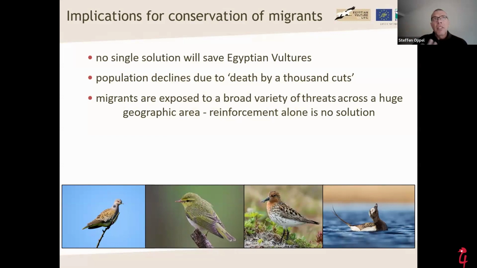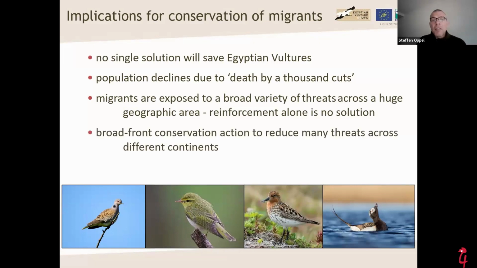Migrants like the Egyptian vulture that can travel through more than 40 countries over their lifetime are exposed to such a broad variety of threats across a huge geographic area. There isn't a single solution. We can't just release some birds from captivity in one place, or do one thing in one location and hope that it will help the population. We have to work as a team across the entire flyway to reduce threats to these birds across all the countries they migrate through.